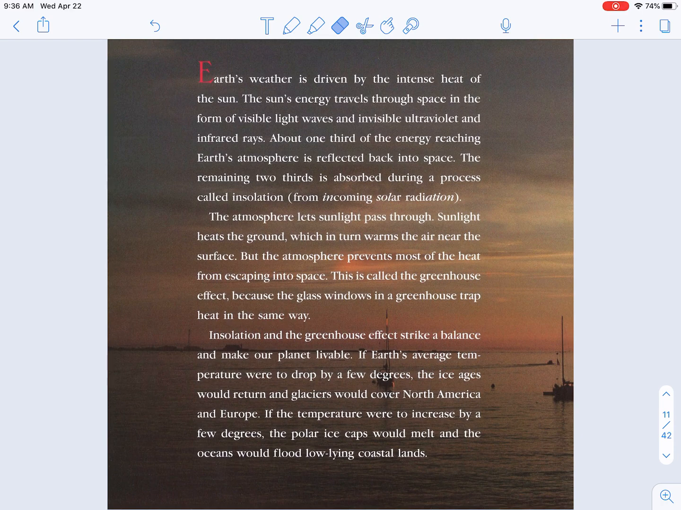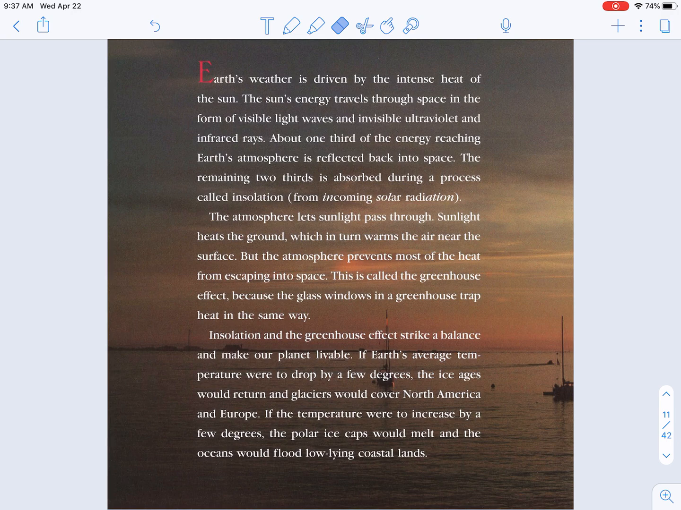Earth's weather is driven by the intense heat of the sun. The sun's energy travels through space in the form of visible light waves and invisible ultraviolet and infrared rays. About 1/3 of the energy reaching Earth's atmosphere is reflected back into space. The remaining 2/3 is absorbed during a process called insolation, from incoming solar radiation. So you can remember that word insolation with that prefix in, like incoming.